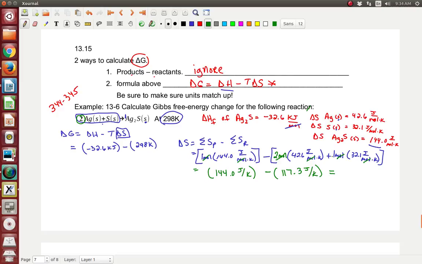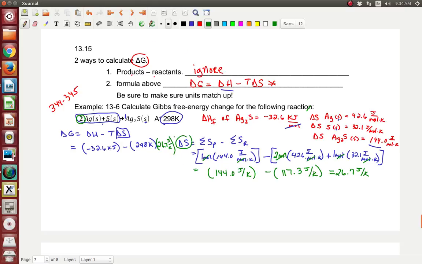Alright, I've done the math on these. All I did, multiplied this times 2 and then added that to get 117.3. And then, so it's 144 minus 117.3. When I subtract those, I get 26.7 joules per Kelvin. So that is your delta S. And that goes right here. 26.7 joules per Kelvin. I should have scooted that over a little bit.